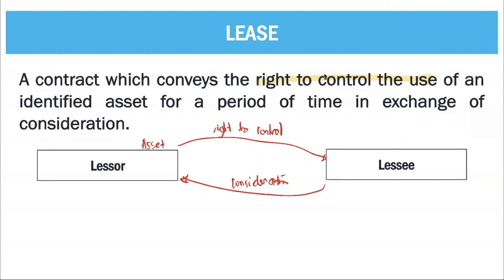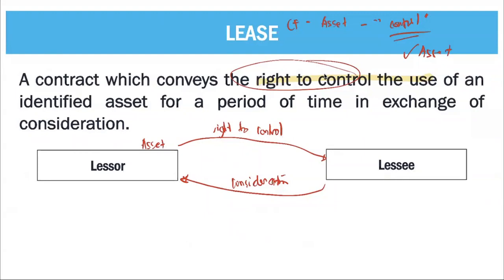Since you have your right to control already, as you remembered in your conceptual framework, your asset is defined as the right to control. Since you have the right to control, you should recognize it as an asset. Now take note, in a lease, it provides a right to control to the lessee. Therefore, you have an asset.